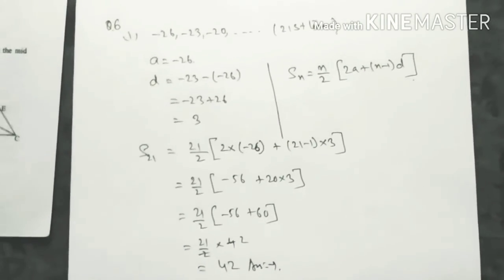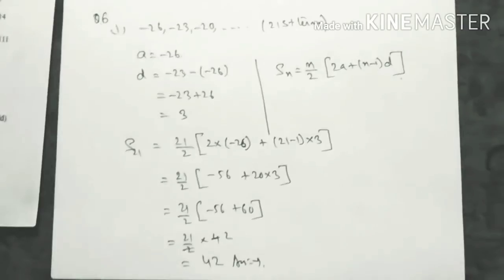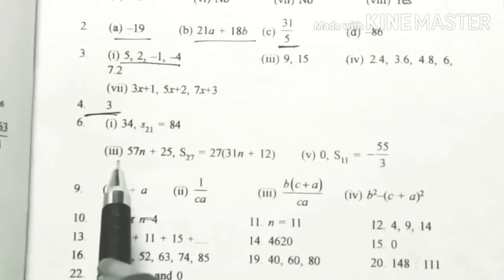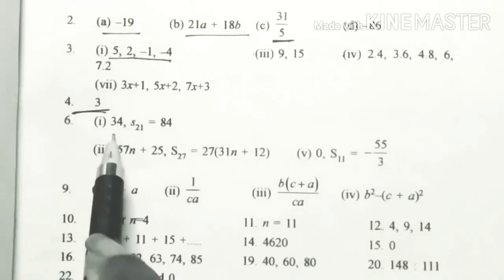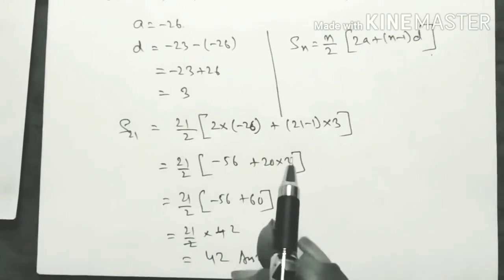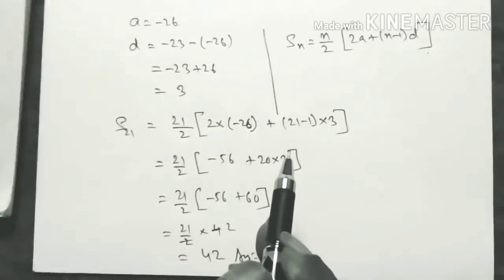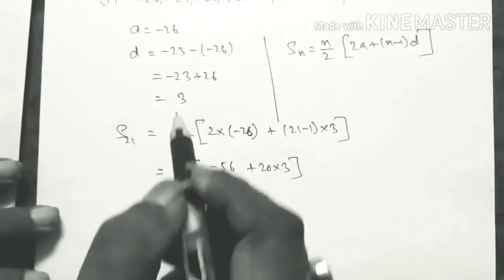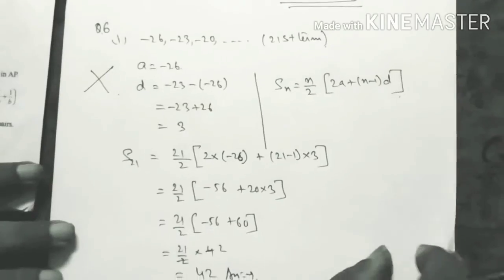Let me check it. Question number 6 first. It is here. It is 34. How can this be? Let me do question number 6 again for you.